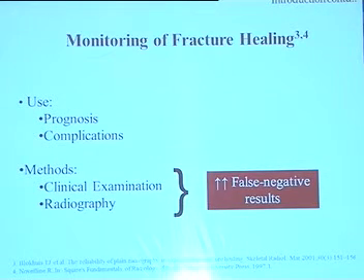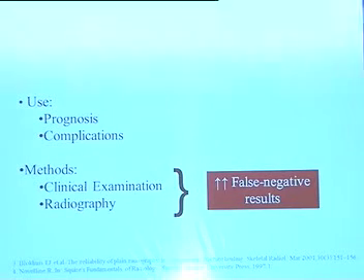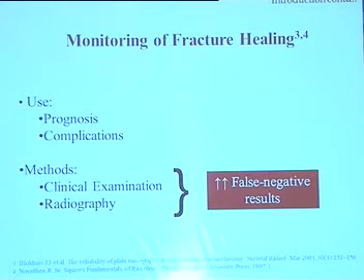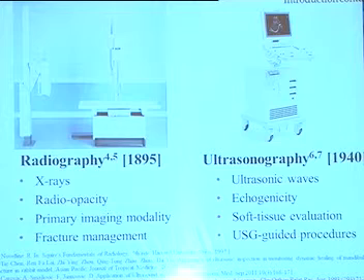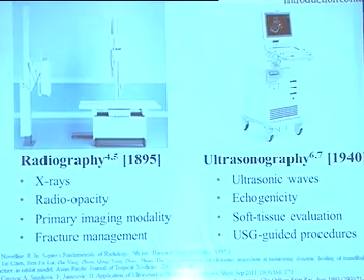Why is monitoring of fracture healing important? Because it is used to know the prognosis of the fracture and to analyze complications. The methods we commonly use are clinical examination and radiography, but sometimes they give increased false negative results. Radiography has been used as the primary imaging modality for fracture management and in deciding outcomes. It depends on X-rays and the radio-opacities of the tissues.